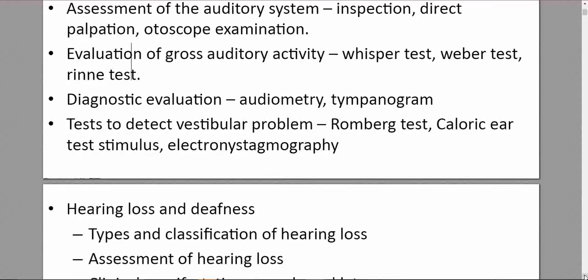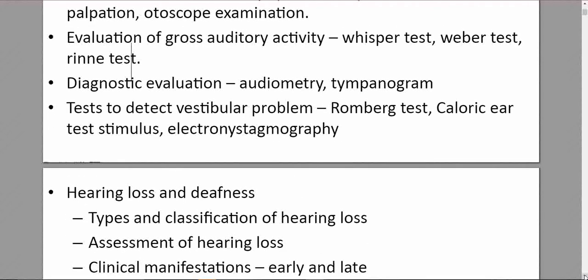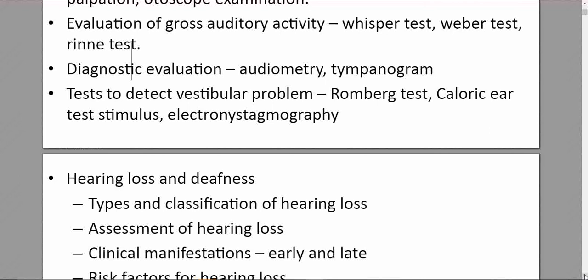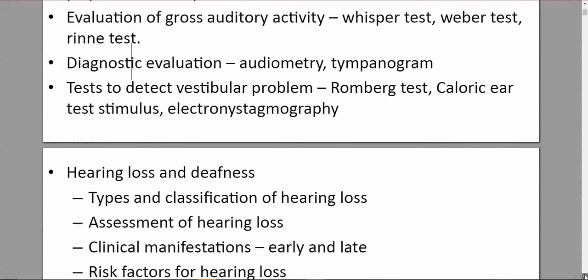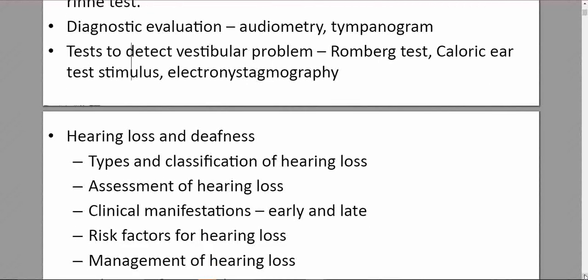We shall check on diagnostic evaluation using audiometry, tympanogram. As well, we shall test to detect vestibular problems using the Romberg test, caloric ear stimulus test, electronystagmography. The name is kind of hard always to pronounce.